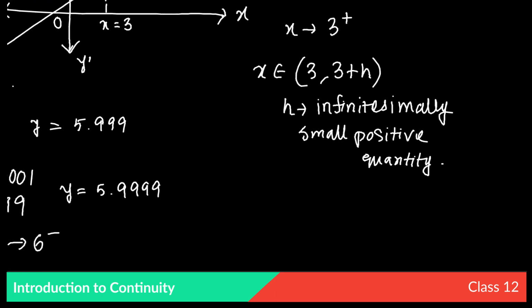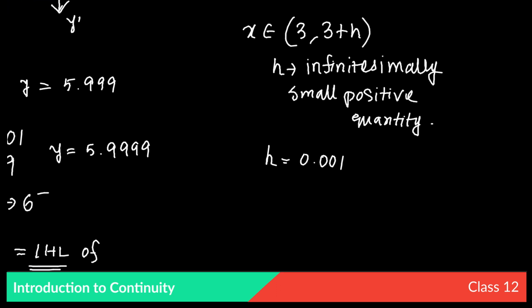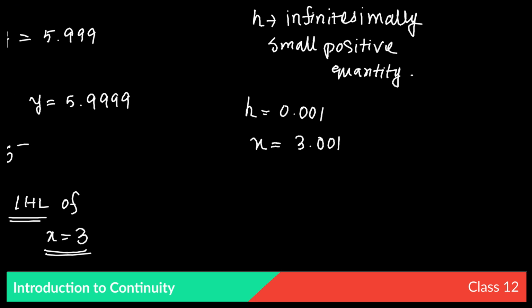Just as in the previous case, we will take the value of h the same as 0.001. Now for the RHL, the corresponding value of x will be 3.001 because it is the RHL. We are considering those values which are in 3 to 3 plus h. So the corresponding value of y will be 6.001. Another value of h we will take is 0.0001. So for this, x will be what?